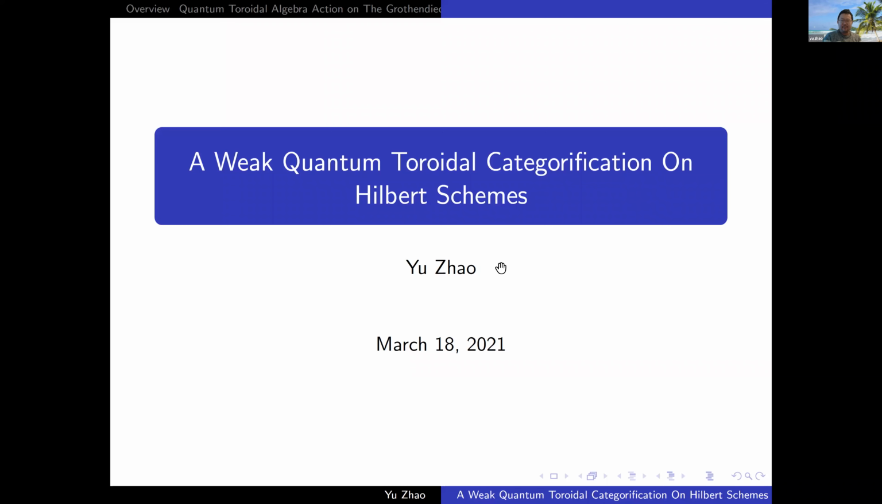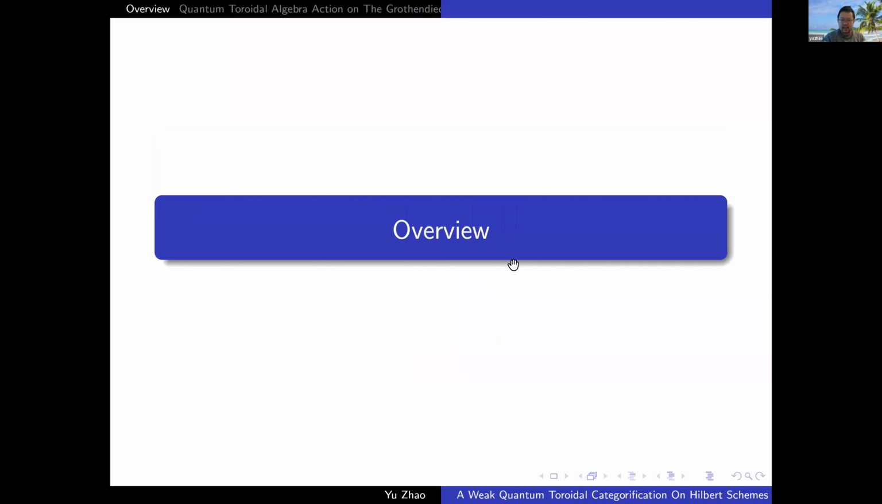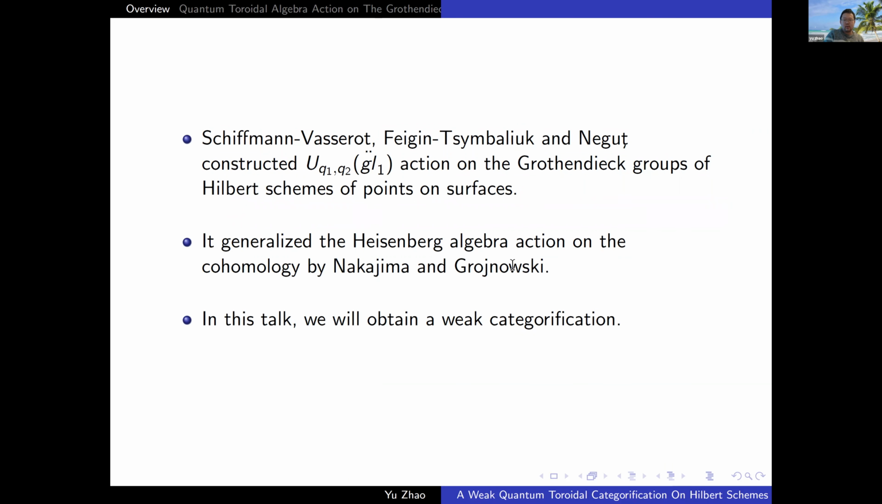Okay, so today I'm talking about a weak quantum toroidal categorification on Hilbert schemes. And first, let's make an overview about what we will talk about today. The quantum toroidal algebra could act on the Grothendieck groups of the Hilbert schemes of points on surfaces. And this action generalized the Heisenberg algebra action on cohomology, which is the very famous result by Nakajima and Grojnowski. Today our talk will be one more step in trying to obtain a weak categorification for this action on the Grothendieck groups.